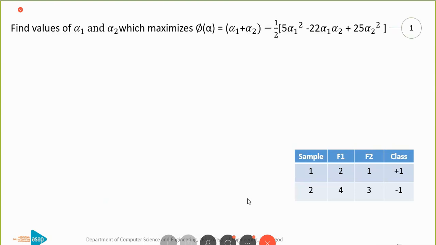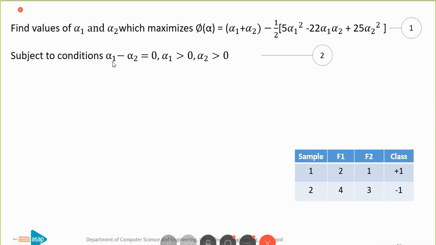That is the expression that we have got. So I'm just rewriting it. So you have to find now the values of alpha 1 and alpha 2 which maximize this expression. The condition is alpha 1 minus alpha 2 is equal to 0.